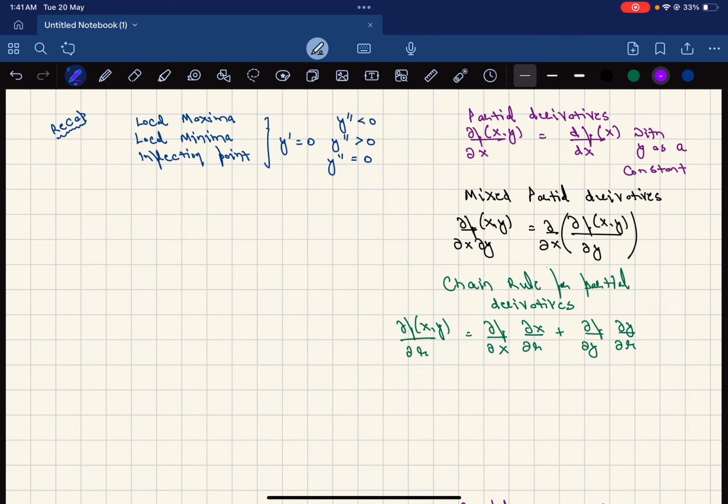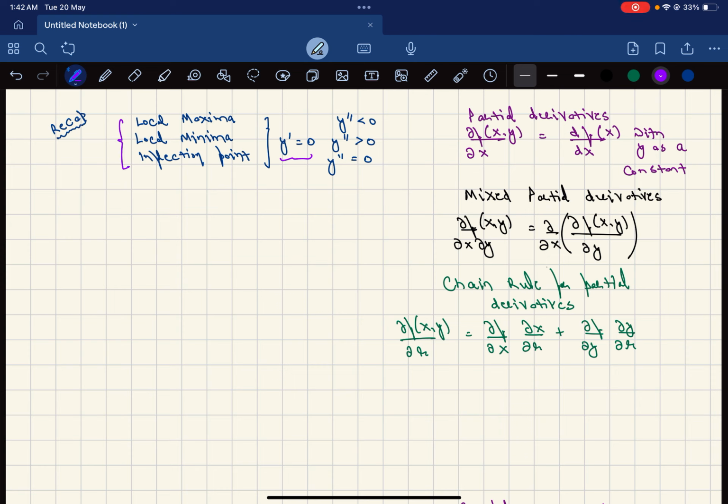In our previous session, we looked at some of the applications of differential calculus. We looked at local maxima, local minima, and inflection point. These were the points of extrema which we got by setting the first derivative value of the function equal to 0.